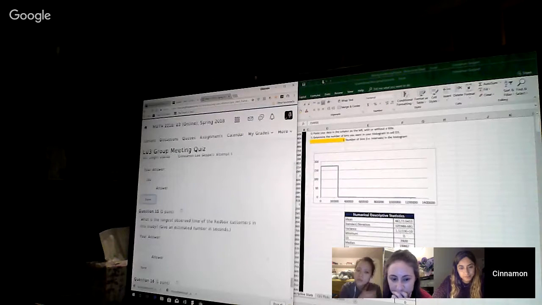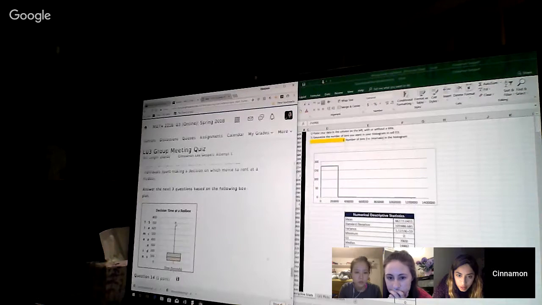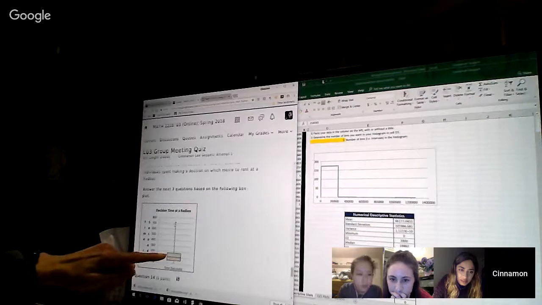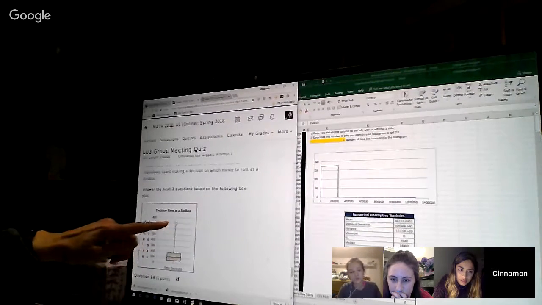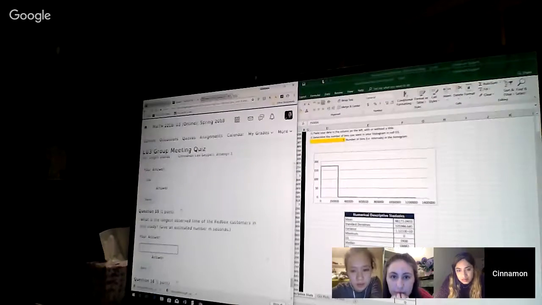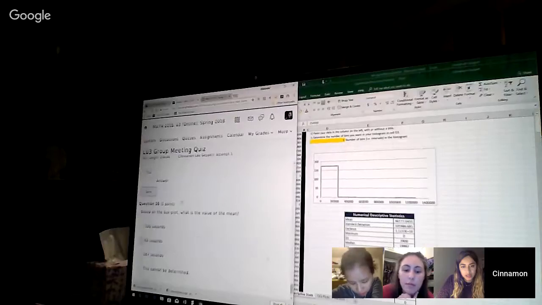What is the longest observed time of the Redbox customers in this study? The longest? So then we would look at this whisker right here, right? It'd be like 710, or it might even be 725. I have no idea. I hate this kind of estimation, but probably like 710, 715. I don't think it's quite a quarter of the way into the box. What do you think, Min? I think 715. Okay. He must have a range, you know? As long as we hit that range.